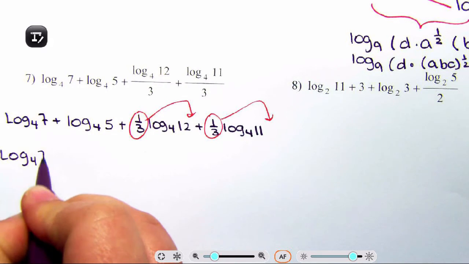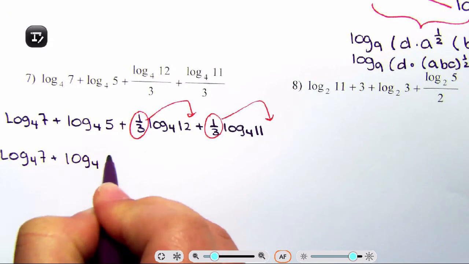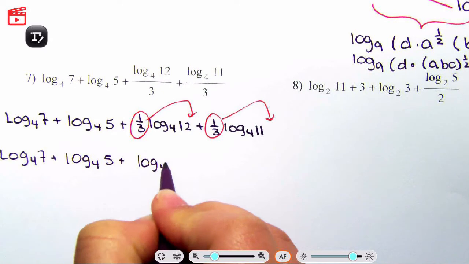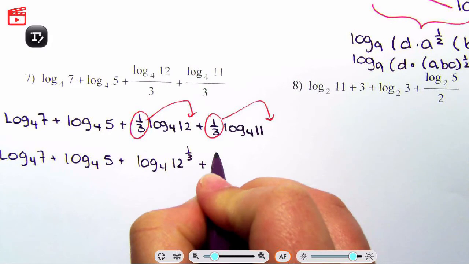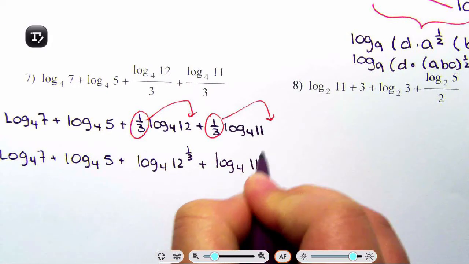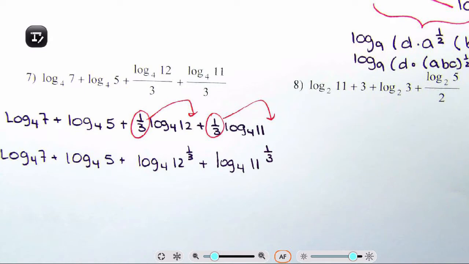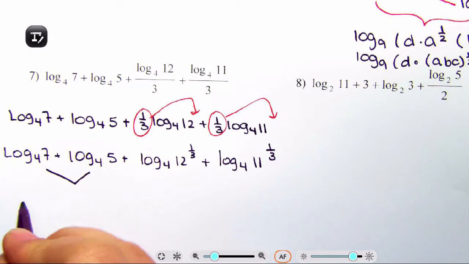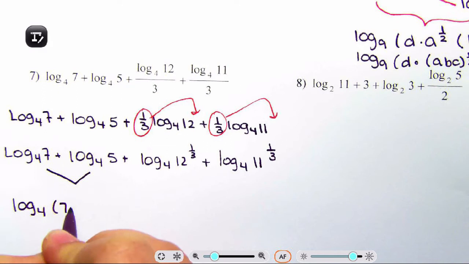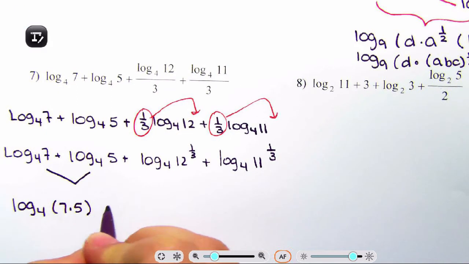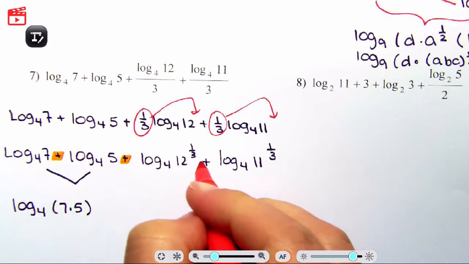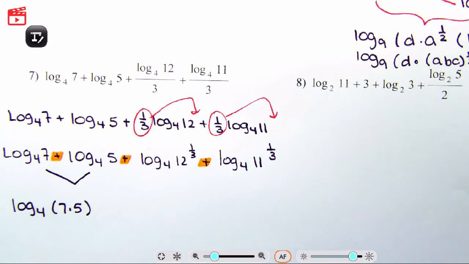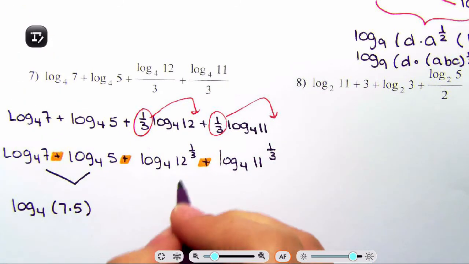All right, let's bring those 1/3 back where they came from as exponents. So log base 4 of 7 plus log base 4 of 5 plus log base 4 of 12 to the 1/3 power plus log base 4 of 11 to the 1/3 power. Let's start combining these. I have log base 4 of 7 times 5. Now, again, because these are all addition, you can automatically jump to adding all of the a values if you wish to.